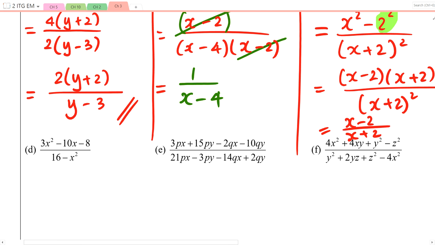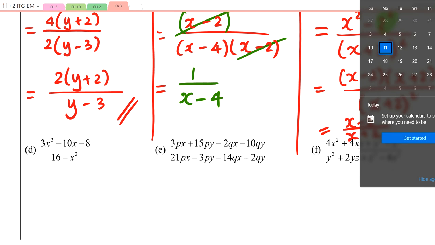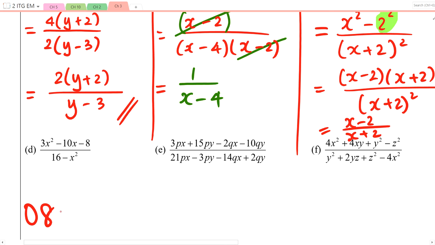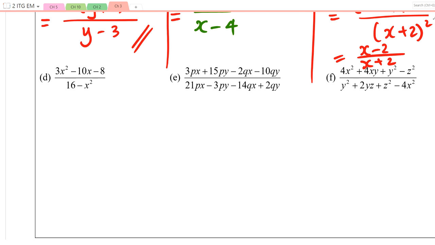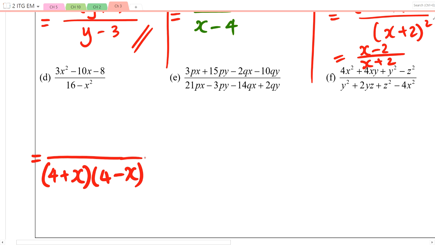So let's try part D. Let's take 2 minutes for part D. Let's start with the denominator. That's the easier part, right? Okay, what do you have for the denominator? 4 squared minus x squared must be 4 plus x, 4 minus x. That is my denominator. And then the numerator looks a little more challenging.